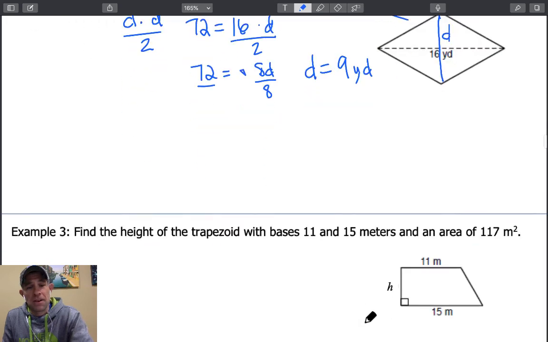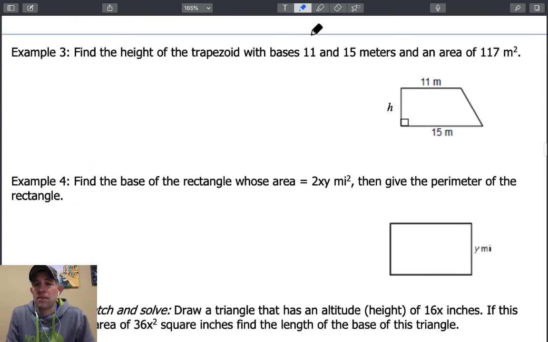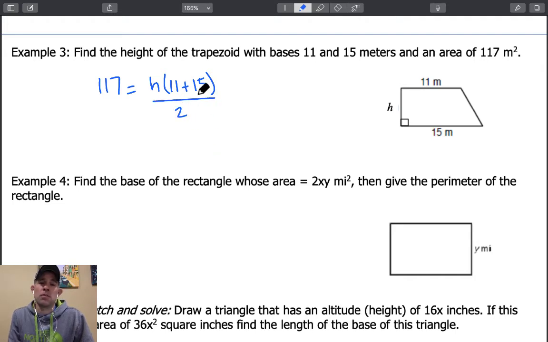All right, our next example here, we are going to find the height of the trapezoid that has bases 11 and 15, and we know its area is equal to 117. So we're going to let 117 be equal to the height, which is what we're trying to find, times the sum of our bases, which is 11 plus 15. And remember, we need to divide that entire thing by 2. All right, so let's handle our parentheses first. 11 plus 15 is going to give us 26.